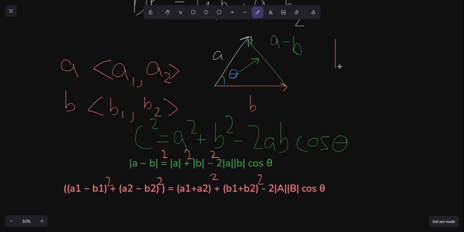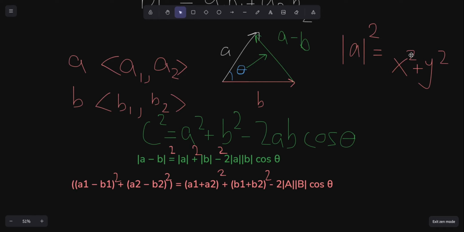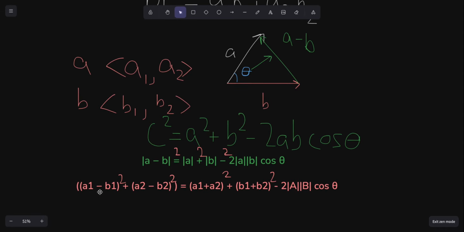And note that if I'm trying to take the magnitude of vector a, we saw from the last video that's just going to be the square root of the x component squared plus the y component squared. So if I'm trying to find the magnitude squared, then that's just going to be the sum of the squared components, because the square root gets erased. And so it's just going to be x squared plus y squared. Or in this case, a1 squared plus a2 squared, which is exactly what we have here. And the same goes for the magnitude of b squared: b1 squared plus b2 squared. And then on this side right over here, we have the components a1 minus b1 squared and then a2 minus b2 squared.